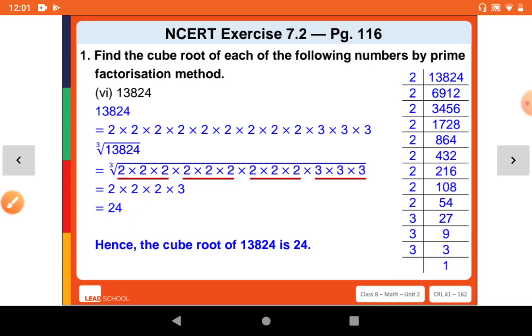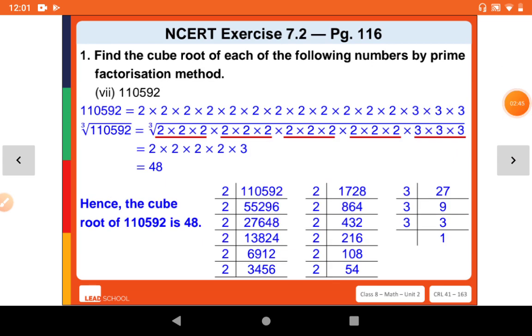You can pause the video from time to time and note down the solutions. If you have taken out correct solutions, then well done. If you have done any error, if there is any mistake, then you can match the answers and correct it.